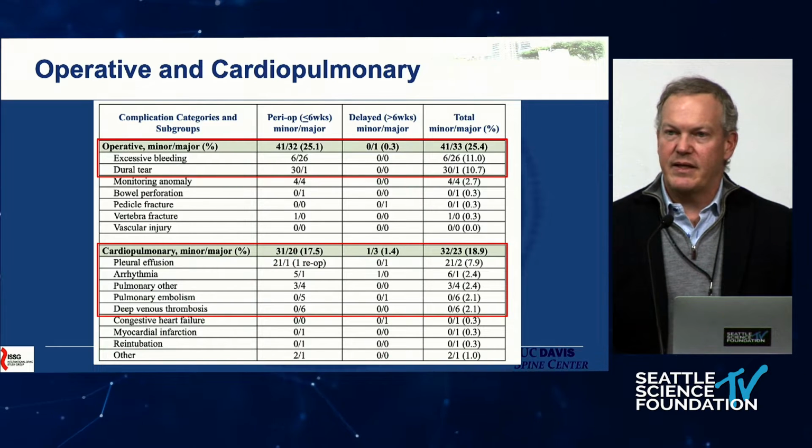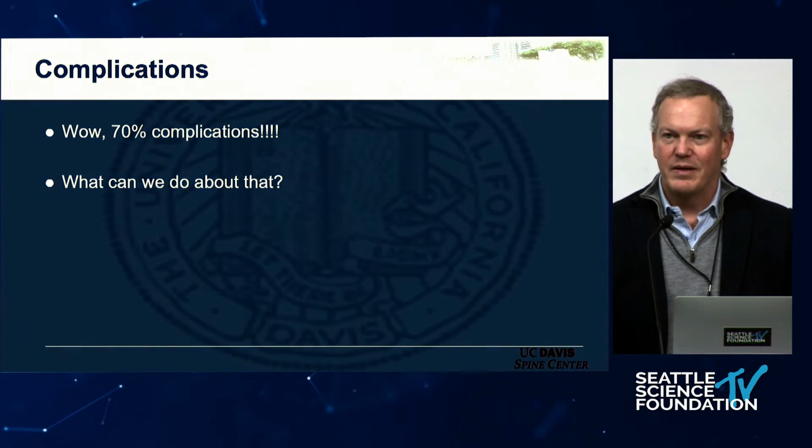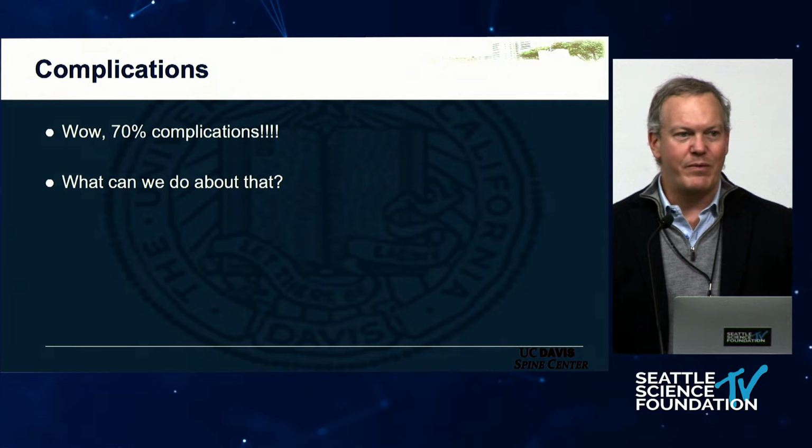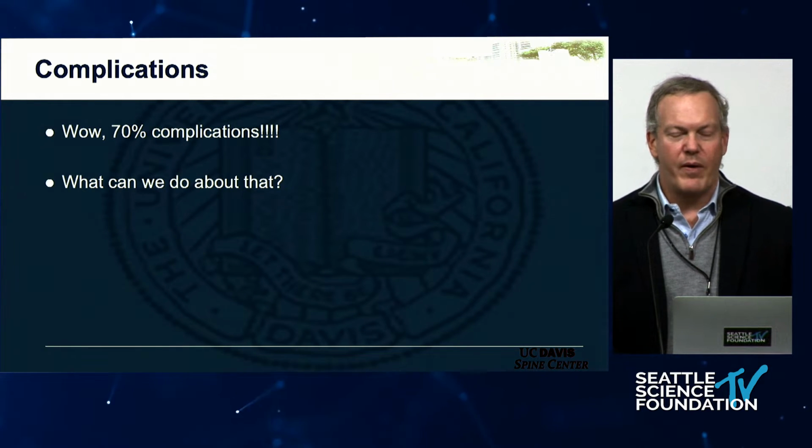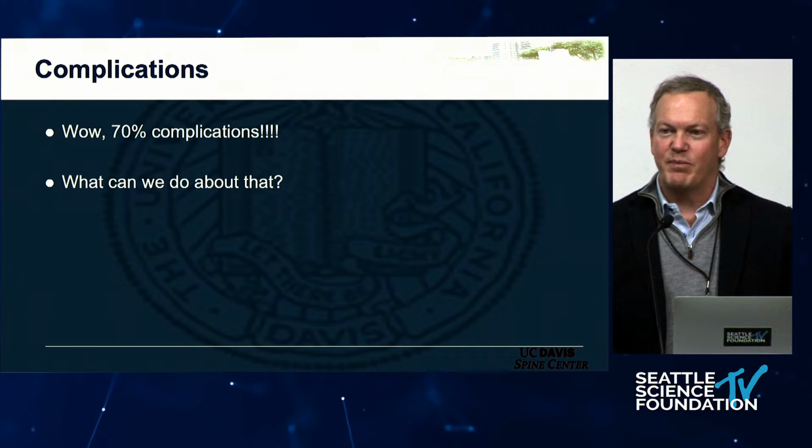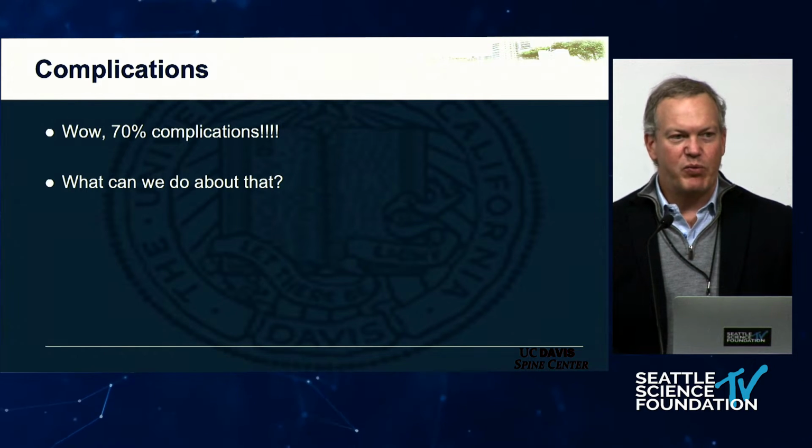So when you listen to that list, you say, wow, 70% complications, that's crazy. Why are we doing this? We're going out and hurting the vast majority of our patients. We should probably get a different job, or we should do it differently, right?